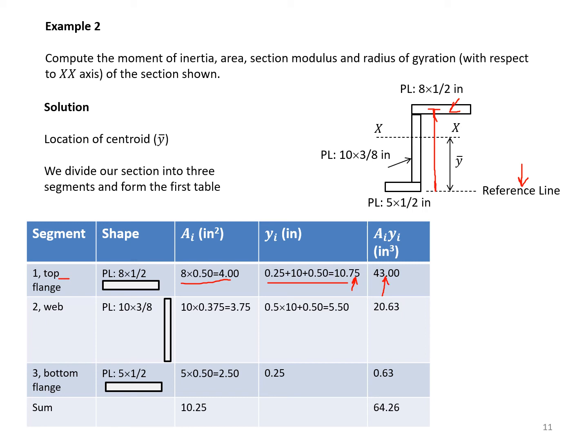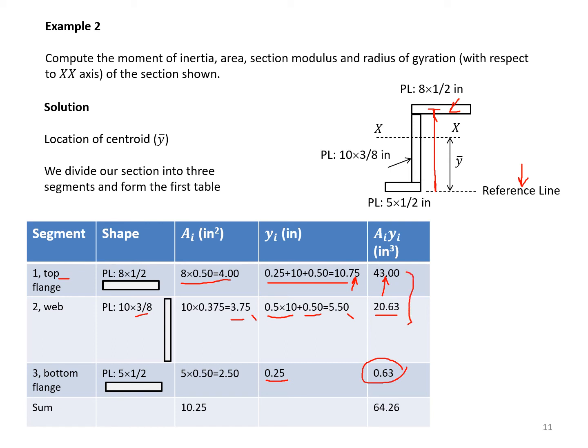For the web, which is 10 by 3/8 of an inch, the area is 3.75, and it's 1/2 of its height plus the thickness of the bottom plate. Multiply these two terms by each other, you get 20.63. And the bottom plate is flat, so it's only a quarter of an inch from the bottom, from the reference line. The static moment for this one is pretty small.